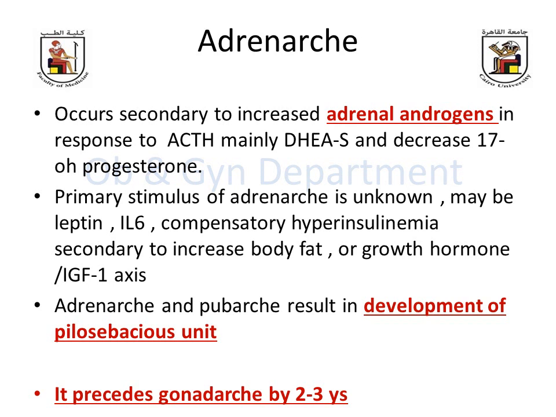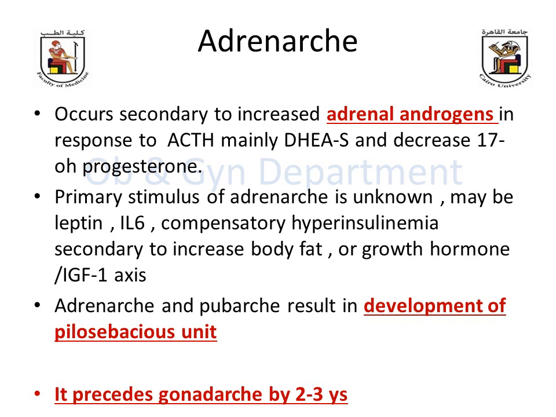Okay, and so if there are enzymatic abnormalities in the steroidogenesis at the adrenal level, abnormalities could occur in these pubertal changes. The primary stimulus of adrenarche is unknown. Why do the adrenal glands start to produce androgen? Why do the hypothalamus and pituitary start to produce ACTH for starting this step of puberty? Maybe leptin, maybe interleukin 6, compensatory hyperinsulinemia secondary to increased body fat, growth hormone, or insulin growth factor 1 may play a role.